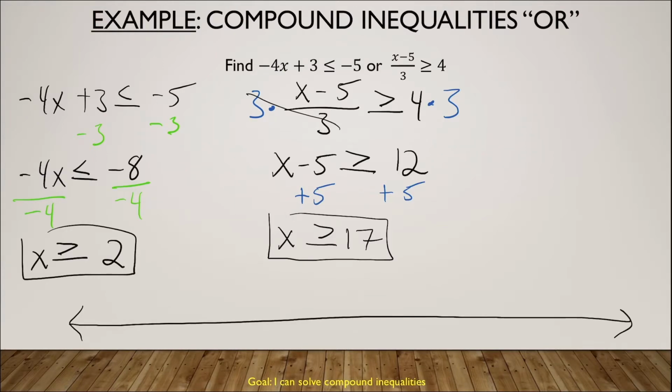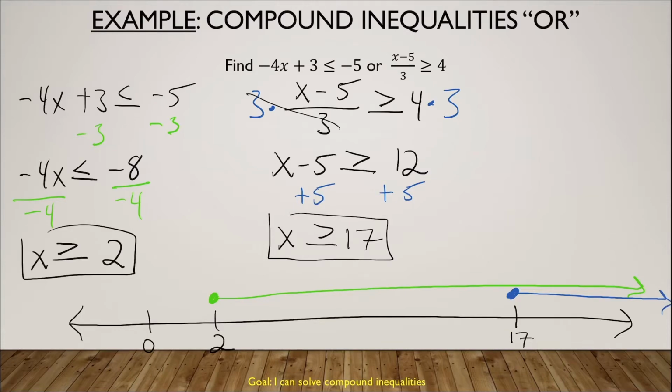Okay, so this part is exactly the same. I'm still going to draw my number line. We're going to say we have 0, we have 2, we're going to say 17 somewhere over here. So at 2, it can equal, so I have a filled in circle. It's things that are bigger than 2, so it's everything to the right. Then at 17, I have a filled in circle because it can equal 17. And it's anything bigger than 17, so that's also to the right.